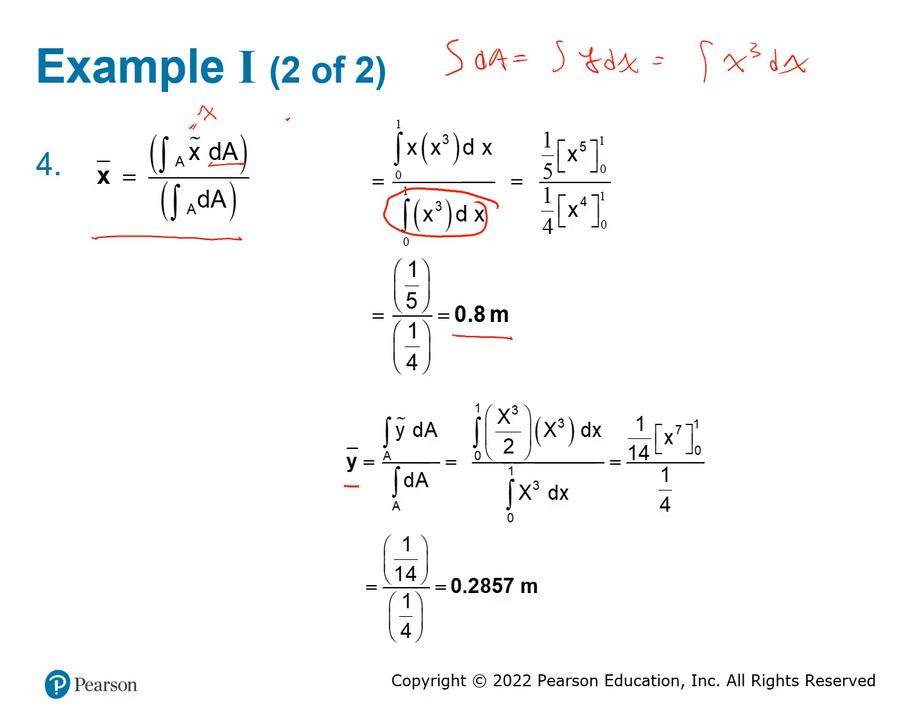And if you want to find the y centroid, the y centroid is going to be the integral of y tilde dA over the integral of dA, right? The dA is still going to be the same. And on the top here, now this one becomes y over 2. And what is y? y is x cubed. So this one is x cubed divided by 2, which is this one right here. And the area is still going to be the same. And you do the integration, and you get the answer, which is 0.2857.